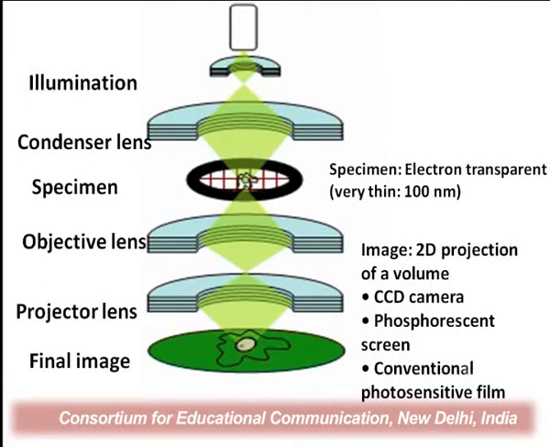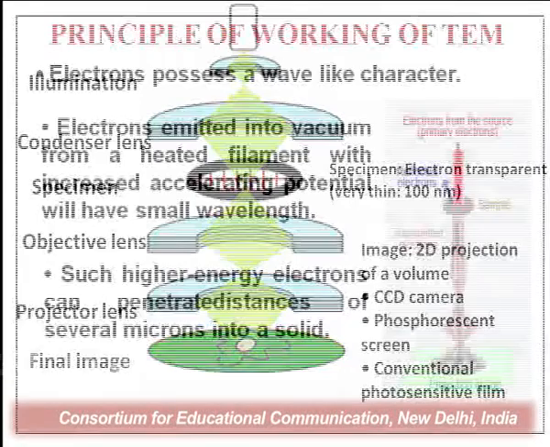The image is a 2D projection of the volume. A CCD camera is used, a phosphorescent screen is used, and conventional photosensitive film is also used to get the output. So these are the various parts used in transmission electron microscopy.